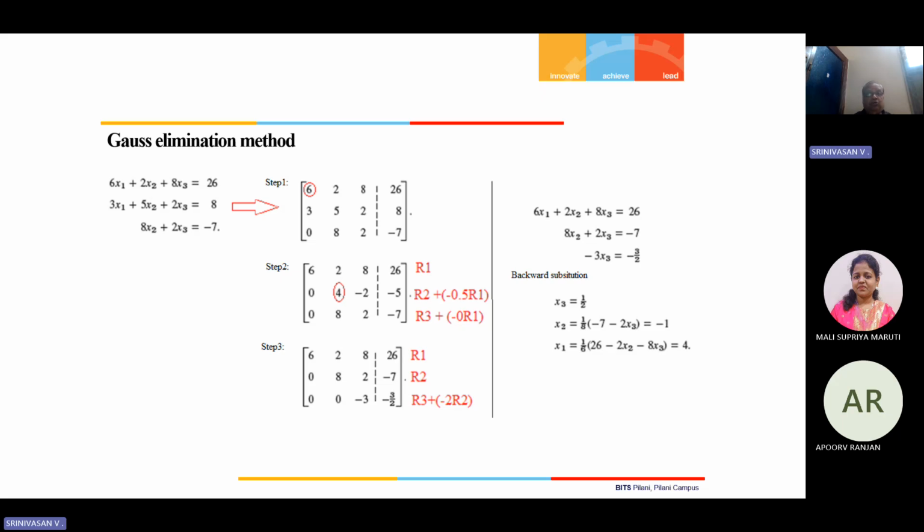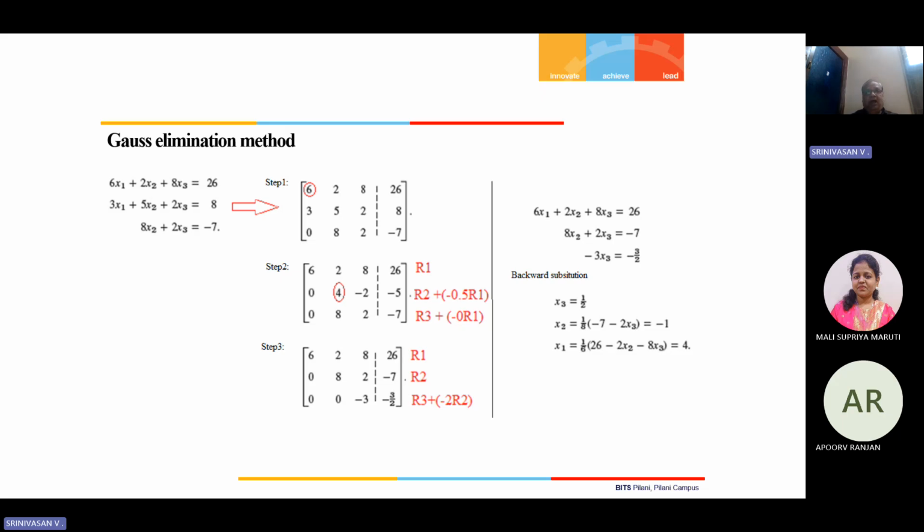And it should be done throughout. Don't forget to do the elementary row operation on the right hand side also. That is, the complete augmented matrix must be taken into consideration for the operations. So 8 minus 26 into half, 8 minus 13, minus 5. So that is your new R2.